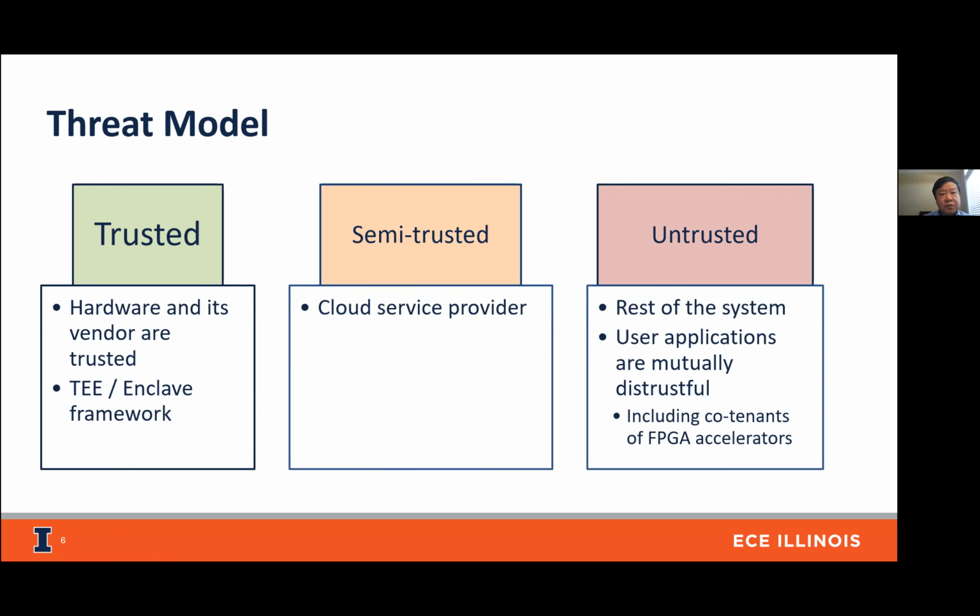So here's the threat model. What is trusted? The hardware and its vendor are trusted, and the TEE, the enclave framework. The cloud service provider is semi-trusted, which means they have all the good intention for security, but they might be compromised due to various malicious attacks. The rest of the system is untrusted, especially malicious applications, and the applications are mutually distrustful. This is especially true when we deal with multi-tenancy that tries to share FPGA accelerators in the cloud.